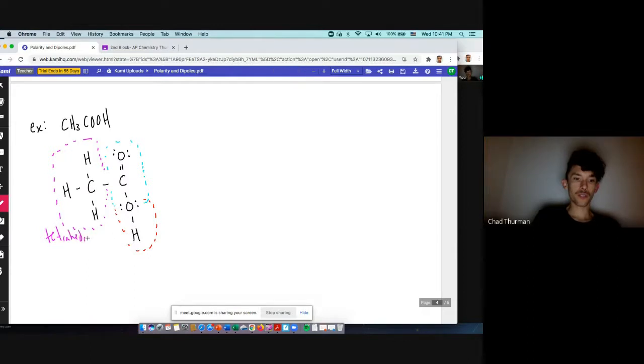So the molecule is going to be tetrahedral around that first carbon. What about the second carbon? How many electron domains do you see? I see 1, 2, 3. Remember, double bonds just count as one electron domain. That's trigonal planar.